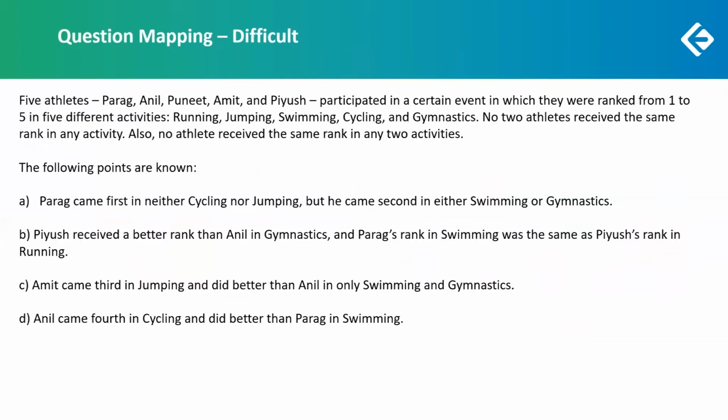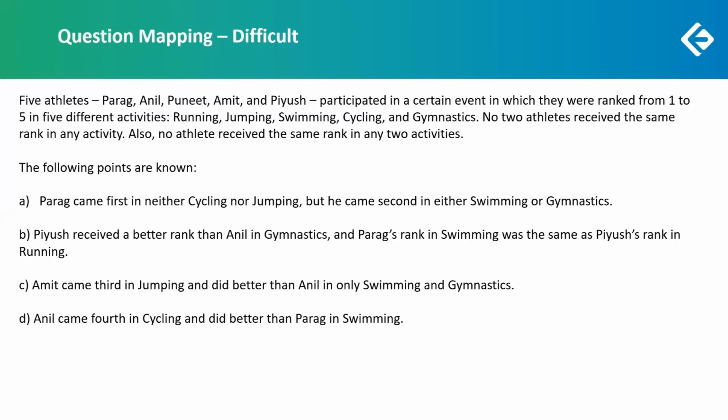The final set was a difficult set. In this set, we had 5 athletes participating in 5 different activities and getting different ranks from 1 to 5 in each of the activities. Now, many people might have thought that this is an easy set. Why? Because we only had 4 points of information here.